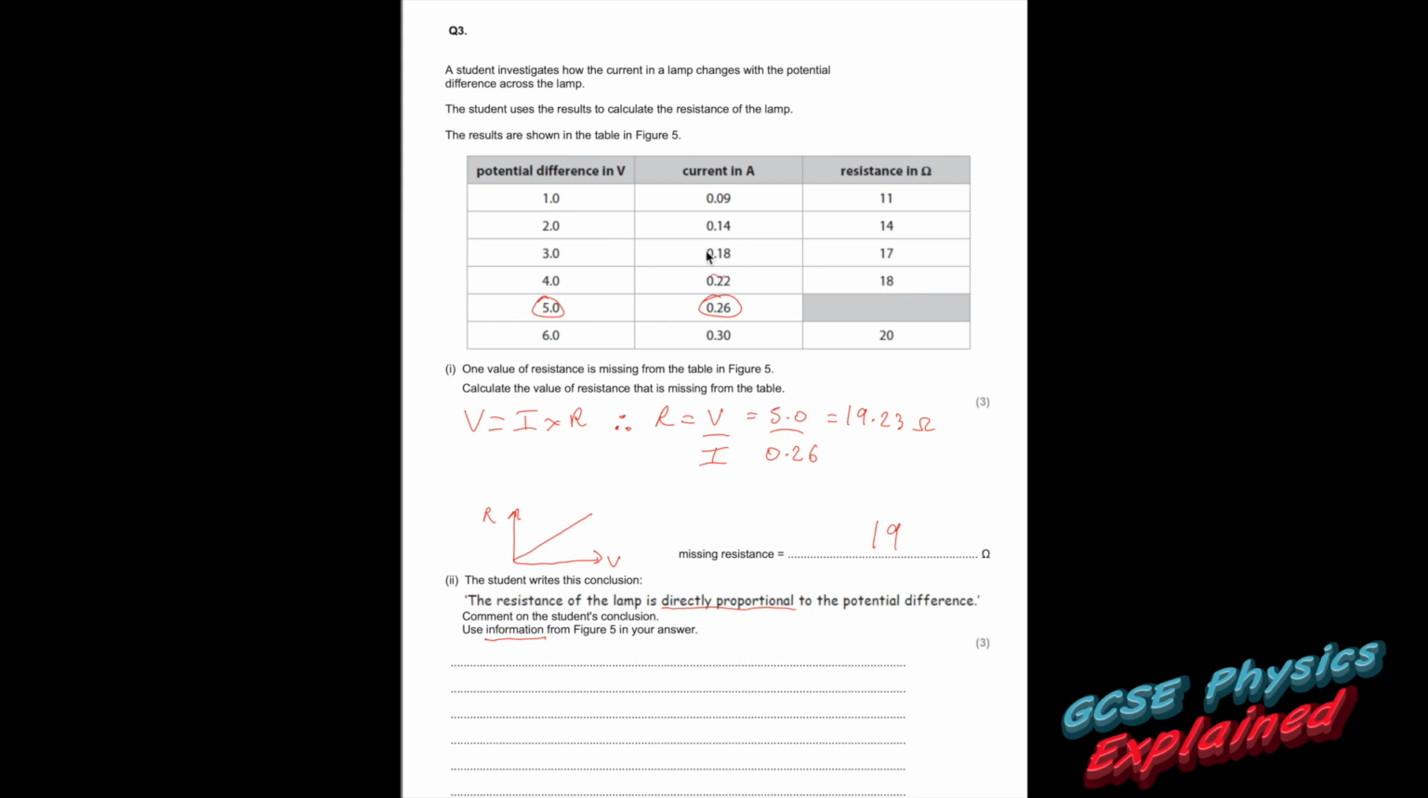So what we can say is that as the voltage gets bigger, the resistance gets bigger, but as the voltage doubles, the resistance does not double. Watch, we could take some more values. If we double it from 3 to 6, does the resistance double? 17 would go to 34. No, it doesn't.